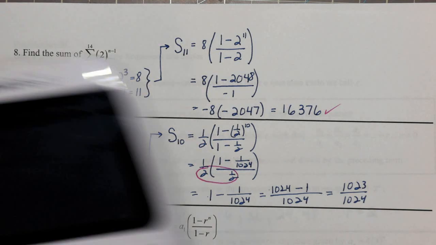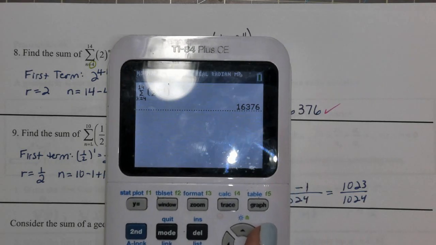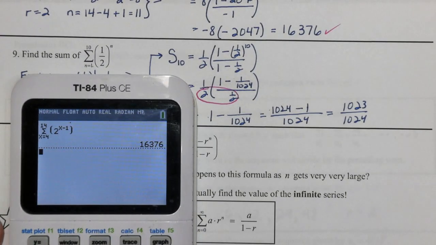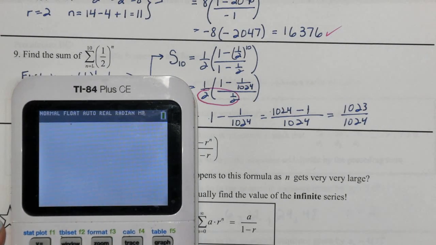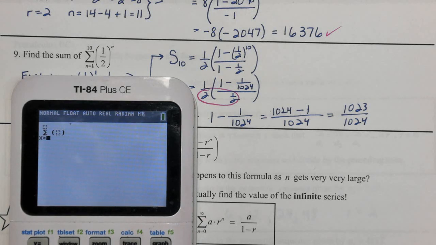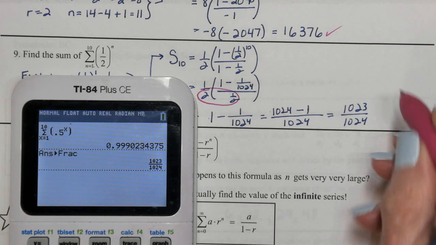Let's check that one on our calculator. Get to where there's no glare. It's hard to find a spot with no glare here. There it is. Okay, I'll clear that one out. So alpha F2, number 2. X from 1 to 10 of 1/2 to the n power gives me that decimal. I'm going to change that to a fraction. So math 1, enter, and there's my answer. So that one checked out too.